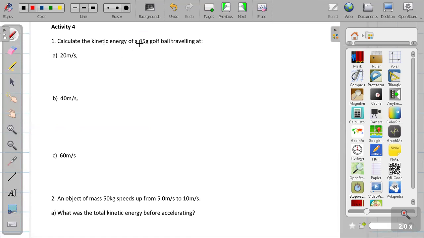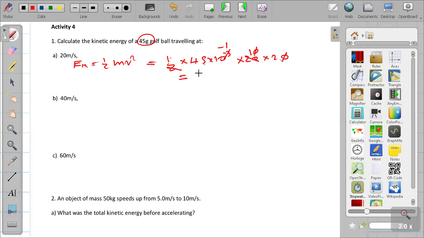Right. Calculate the kinetic energy of a 45 gram golf ball traveling at 20 m s^-1. Ek equals half m v squared, equals half times 45 into 10 to the power minus 3, because it's grams, multiplied by 20, again multiplied by 20. It's 10 here now. Only minus 1 remaining. So 90 times minus 1 means 9 joule. I hope you got this answer.